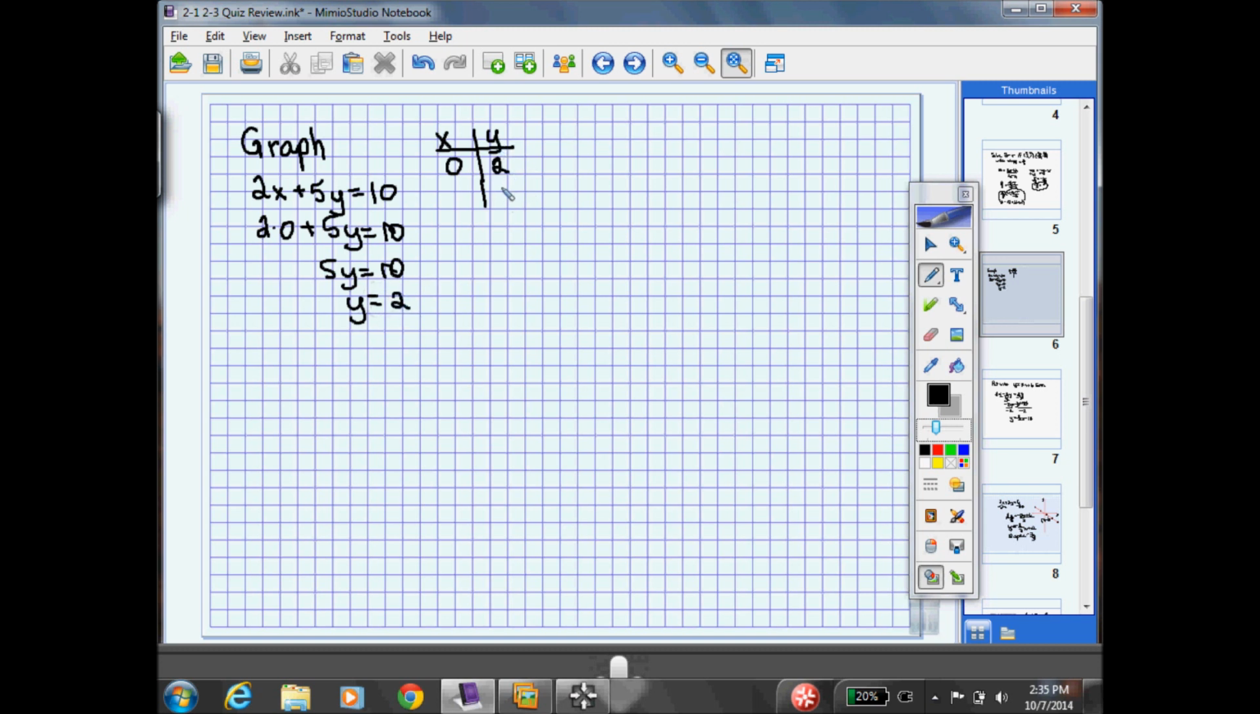And then you would pick y equals 0. And we plug that into 2x plus 5 times 0 equals 10. And so I would just say 2x equals 10. So how much would x equal? X will equal 5. All right, so we have those, and then you would make a graph. So I'm just going to do a quick one right here. And then this way.